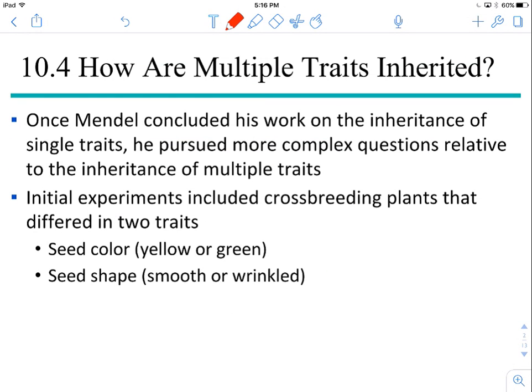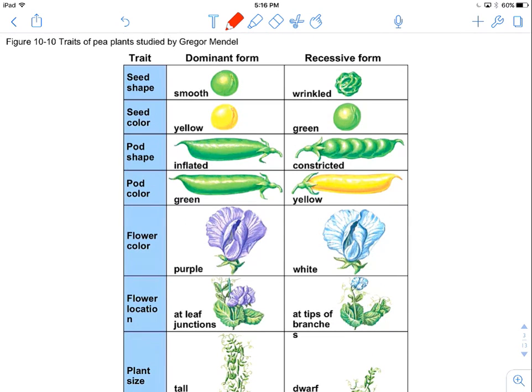So Mendel finished up his work on single traits, and he wanted to know if the same rules applied to inheritance of multiple traits, two or more. So he looked at two or more traits. Let's look at his list of traits again. So we have seed shape and seed color, and down the line. First he looked at this pair of traits, how they were inherited together. So for seed shape, smooth is dominant over wrinkled, and yellow is dominant over green.